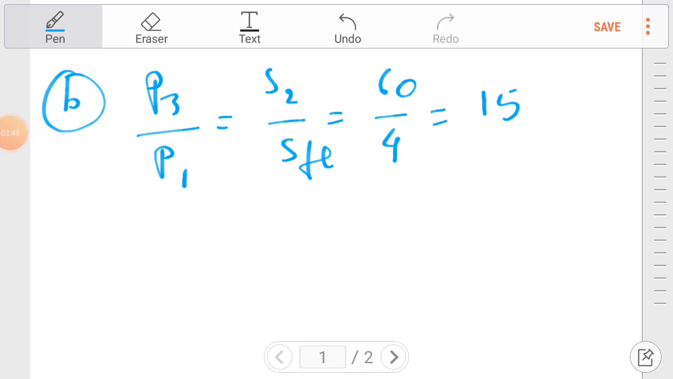Similarly in option B, the copper loss at 60% slip is P3 and the copper loss at full load is P1, so the ratio is directly proportional to 60% by 4%, and the ratio is equal to 15. So this is the answer.